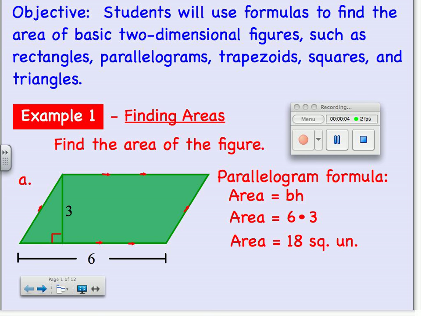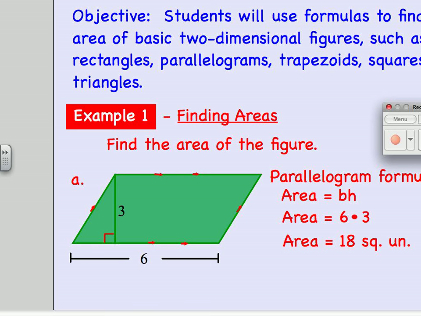Right, this is Chapter 8, Lesson 6. So what we're going to be doing here is finding areas. I want you to go ahead and write your objectives. Students will use formulas to find the area of basic two-dimensional figures such as rectangles, parallelograms, trapezoids, squares, and triangles. So we're going to work on finding area.